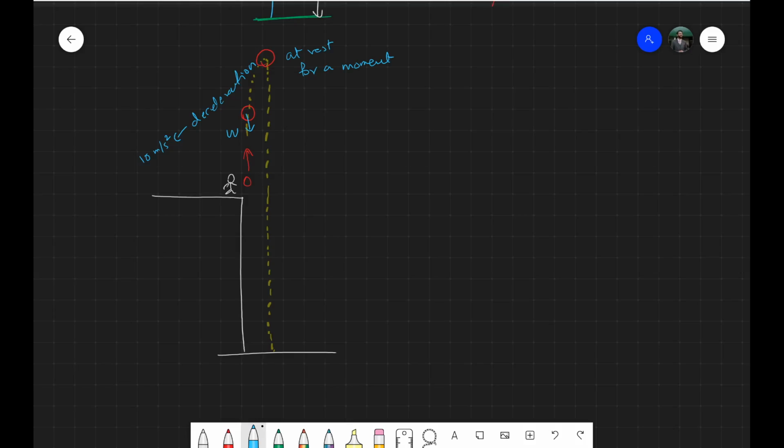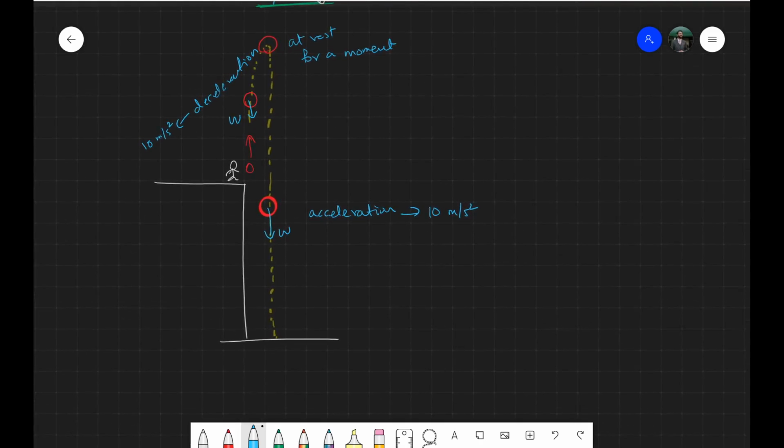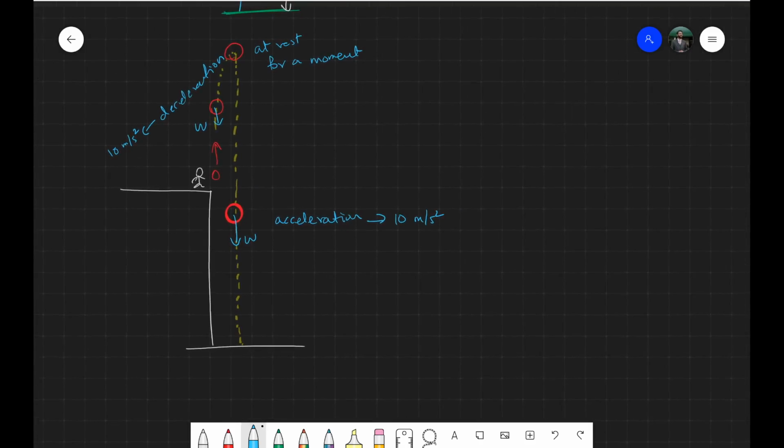Now let's think about the ball on its way down. When the ball is on its way down, again it's the same force of the weight acting on the ball. And since the ball is moving down and the force is also in that same direction, the acceleration will also be downwards. So since the velocity and acceleration are in the same direction, we can conclude that the ball is actually accelerating now. And that acceleration will have a value of again 10 meters per second squared.